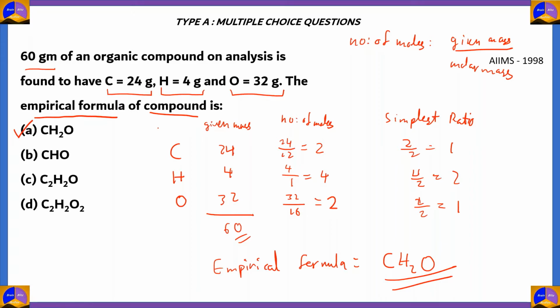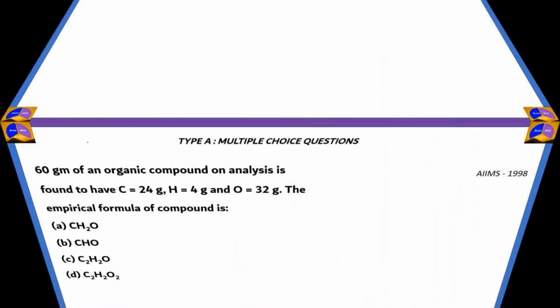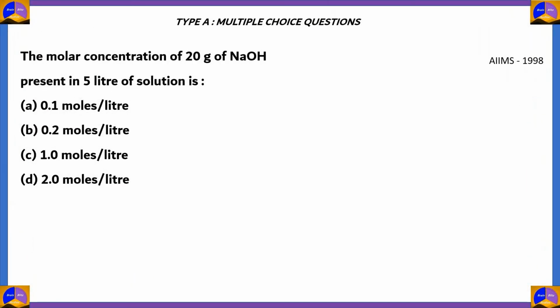So when you're given these amounts of carbon, hydrogen, and oxygen of an organic compound, the empirical formula is CH2O. That is the right answer for this question. Our next question.